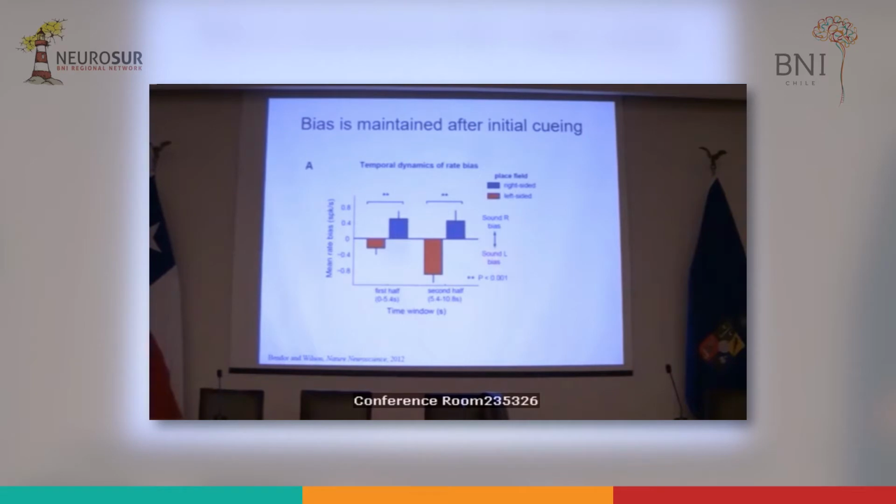But what's also interesting about this is that if you look at this bias, the ability to influence content, it persists. The cue is delivered here, 750 milliseconds. 5 to 10 seconds later, you're still seeing hippocampal memory being biased toward the side associated with the cue.